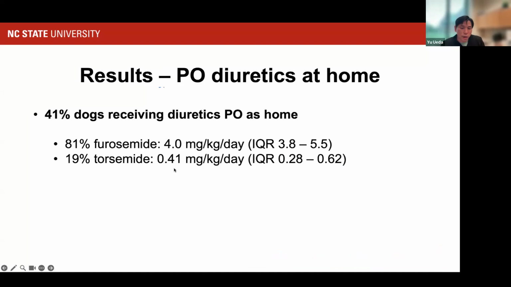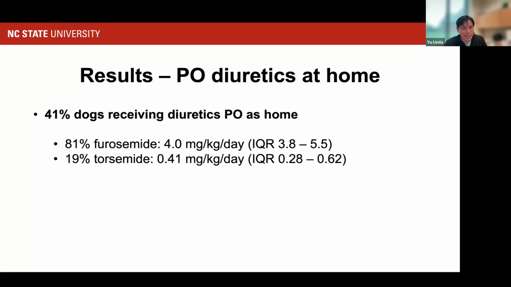But if you look at the dose of their oral diuretics that they were receiving at home before coming to the hospital, they are getting less than 8 mg per kilogram per day of furosemide, which is usually the cutoff value to say the patients have stage D, refractory congestive heart failure. The median furosemide dose received at home was about 4 mg per kg per day, with an interquartile range of 3.8 to 5.5.